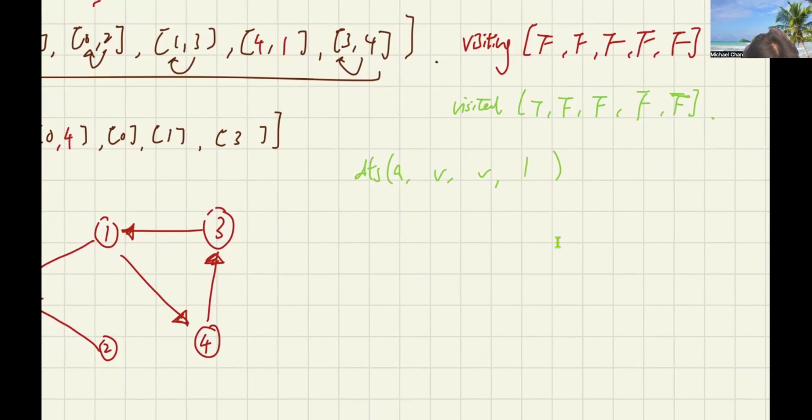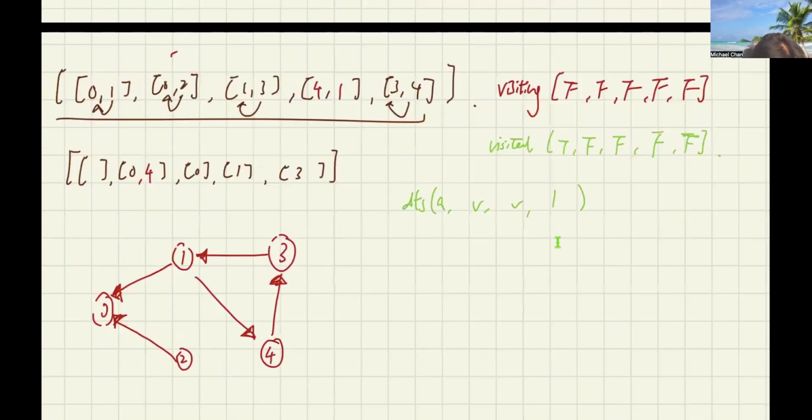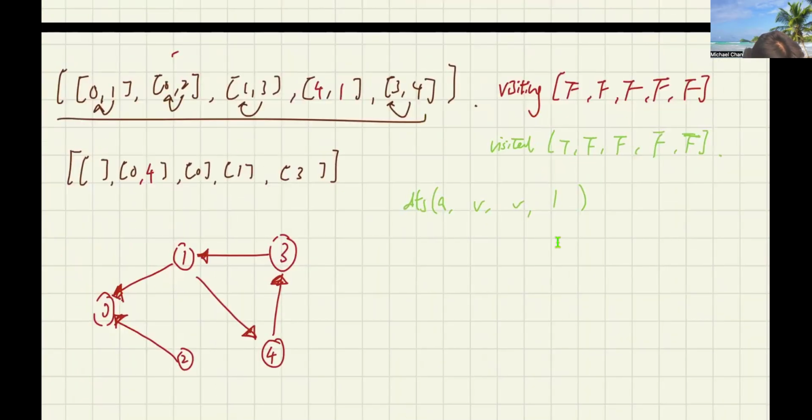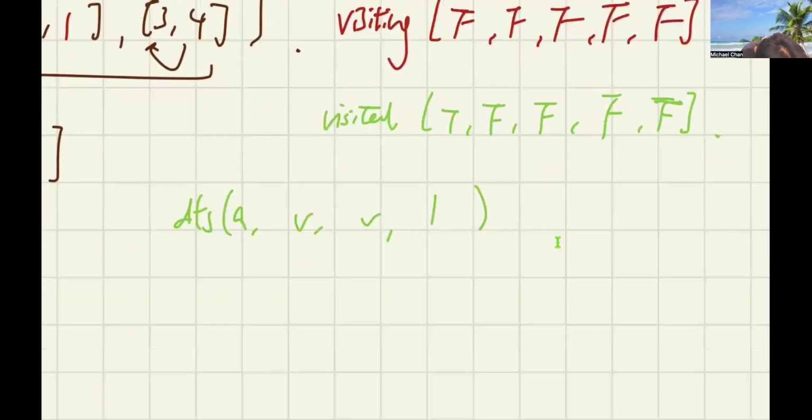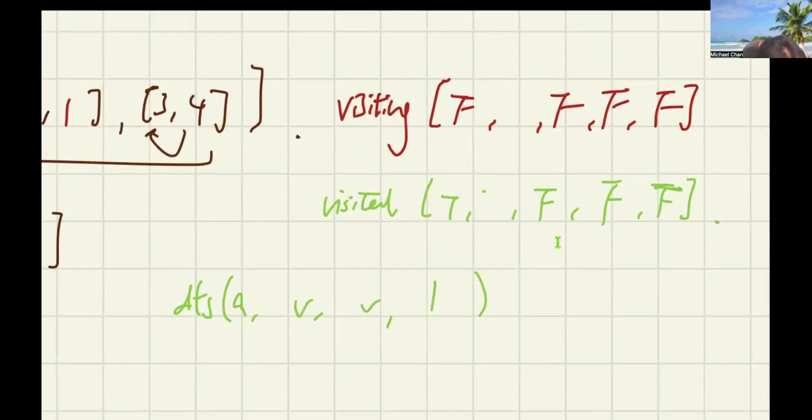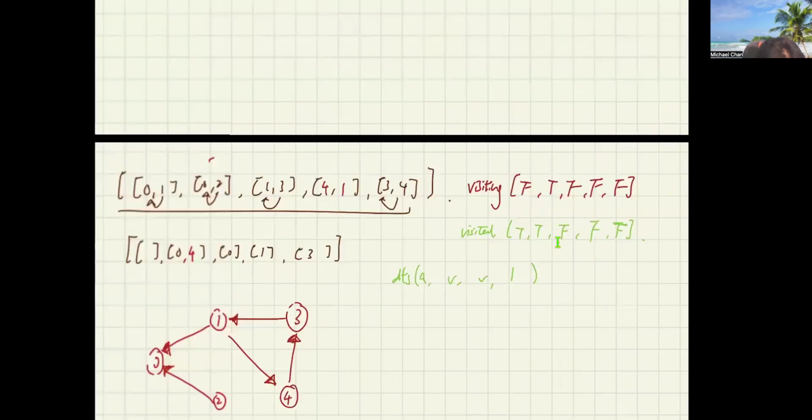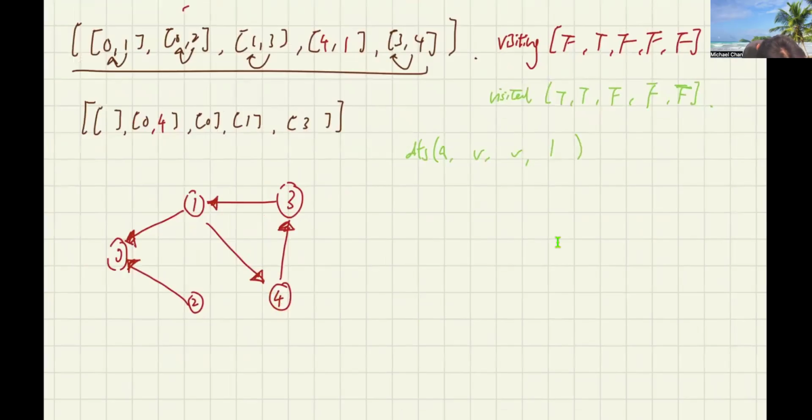In the main function, now it becomes 1. All right, 1 in visiting is false, so you don't return false. It's also false in visited, so you don't return true. Therefore, you set it to true and true again, right? And then you pass in the neighbors, right? This is where it gets interesting.